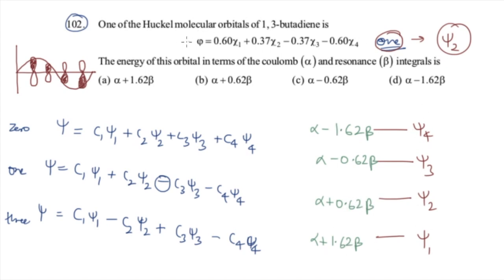Now we got that this particular orbital is actually our psi 2. We are talking about psi 2. So psi 2 has energy in terms of alpha and beta like this: alpha plus 0.62 beta. So option number B is the correct option. So just with the help of basic knowledge of Huckel molecular orbitals, you can answer this particular question. Fine. So this is how you can do questions from quantum chemistry, from molecular spectroscopy, so easily in the exam.